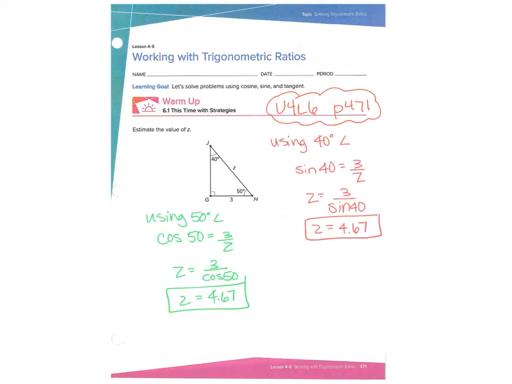Welcome back, Geometry. I hope that you got 4.67 for the length of z, but what I'd like you to notice is I showed my work using the 40 degree angle in red and finding the 50 degree angle in green. You can see no matter which angle I used, I could find the same answer for the length of z. This gives us lots of options when solving our right triangles with trigonometry.